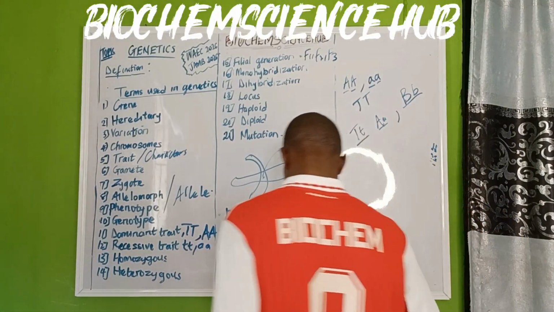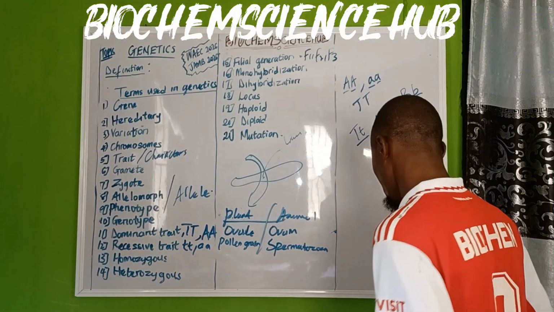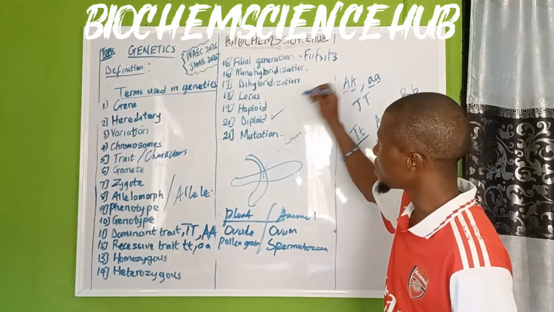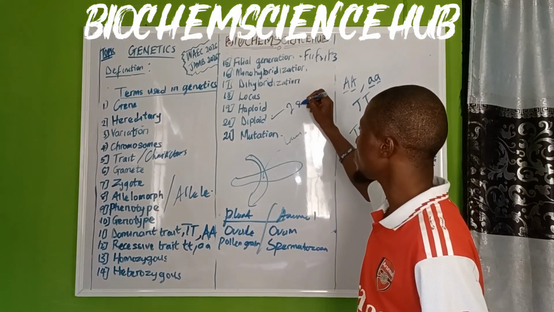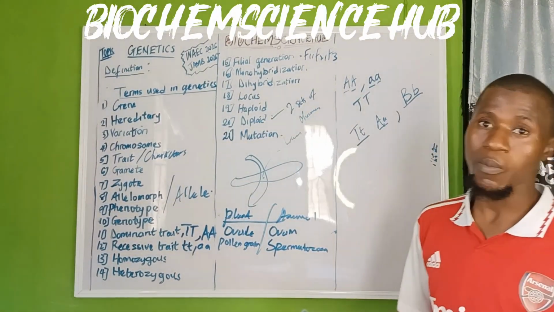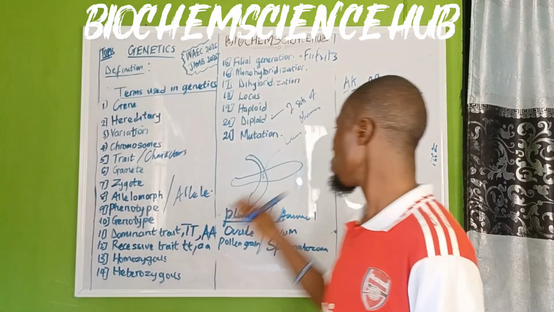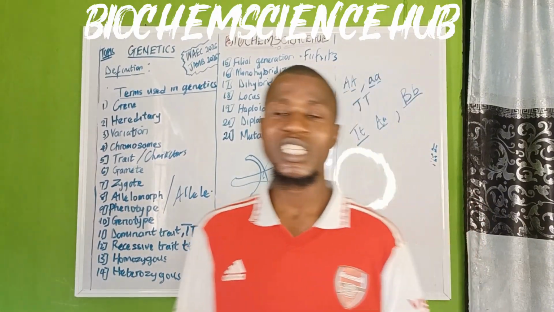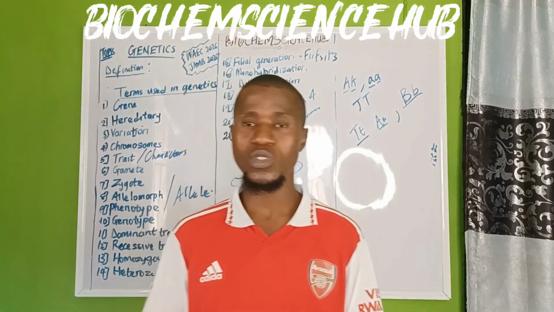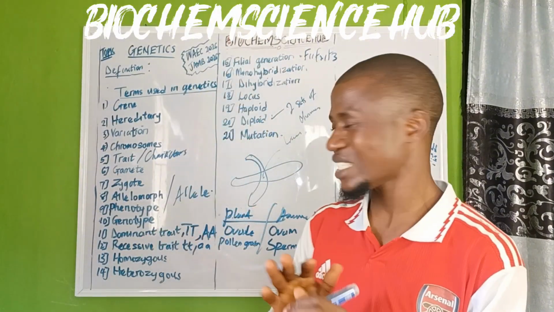And we have haploid. When an organism has one set of chromosomes, it is known as haploid. While diploid is when an organism possesses two sets of chromosomes. So one set of chromosomes is haploid, and diploid is two sets of chromosomes. And coming to the end of it, we have mutation. Mutation simply means changes in the genetic makeup of a particular parent which produces an offspring. So that's mutation.